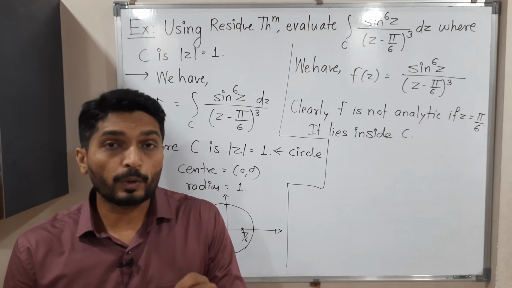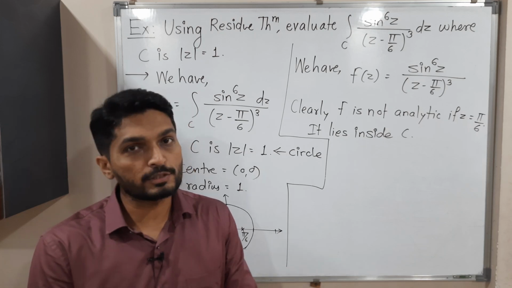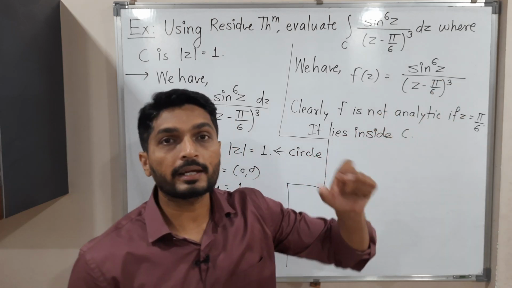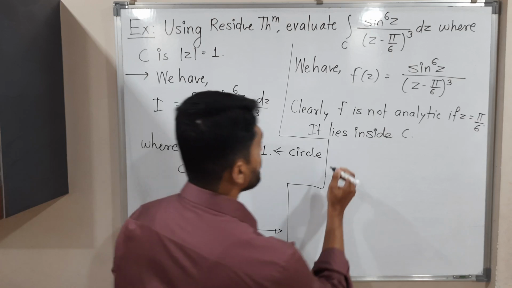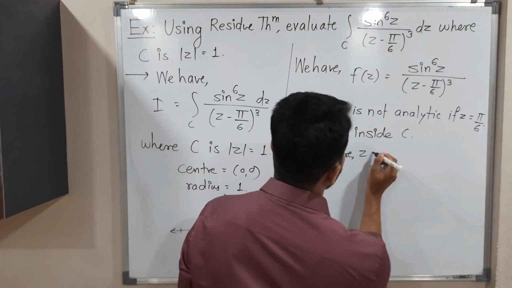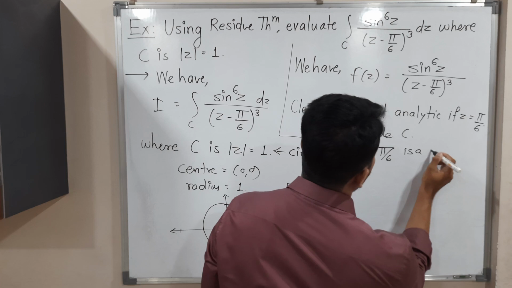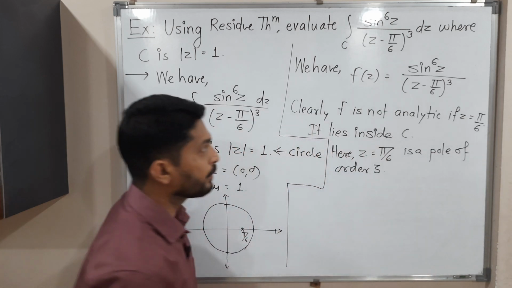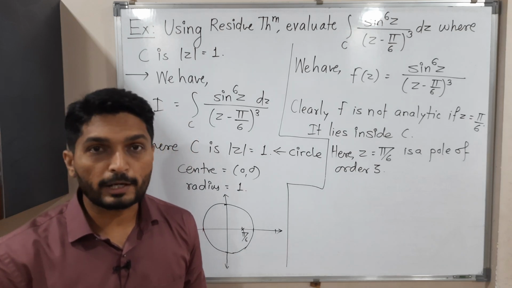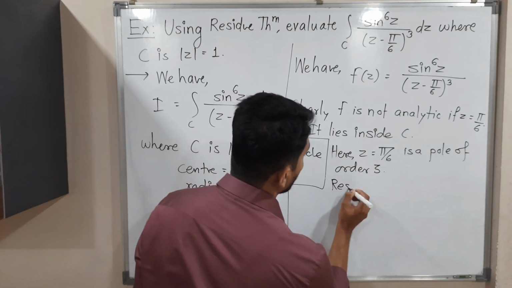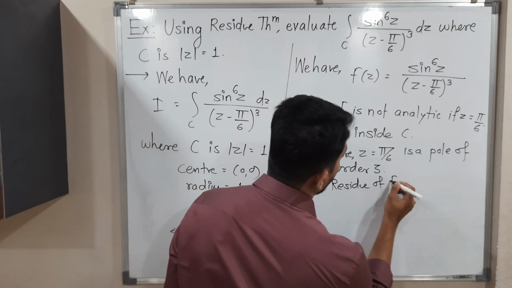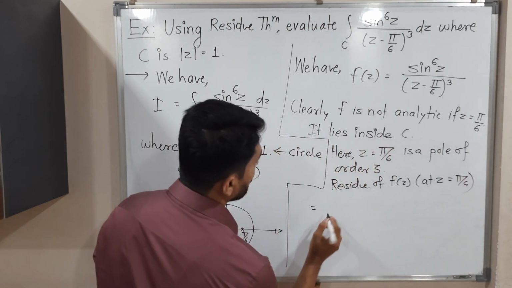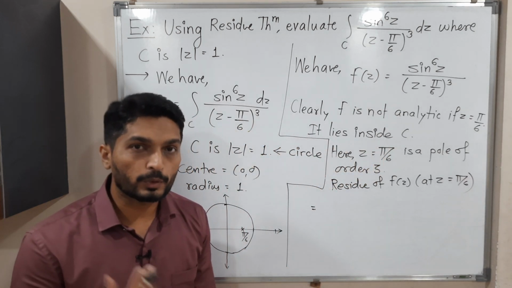If the given singular point is a pole, then we have very simple formulas to calculate the residue. And fortunately it is a pole and its order is 3 since that bracket has power 3. So let me clearly mention first here, z is equal to pi by 6 is a pole of order 3. So that's why we can use that formula to calculate the residue. So the residue of f of z at z is equal to pi by 6, I will write the formula first and then by putting values we will get the answer.